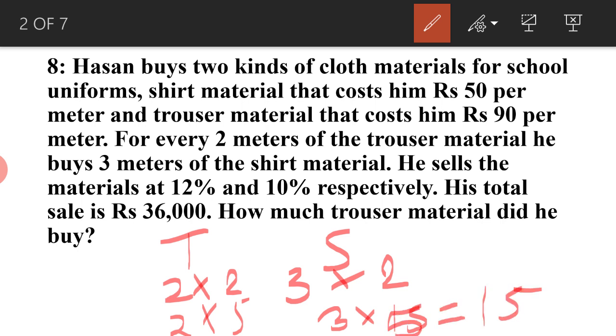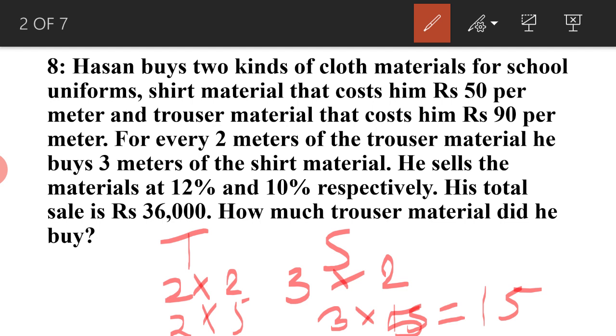That means, how do you interpret this particular statement? Is it not something like a ratio? That is, for every 2 meters of the trouser material, he buys 3 meters of the shirt material, or in a simple way, he is buying the material in which ratio? 2:3. That is trouser material to shirt material.